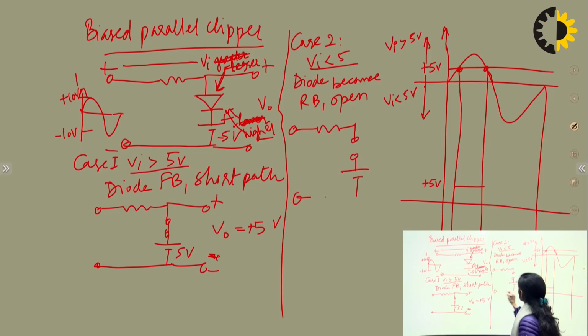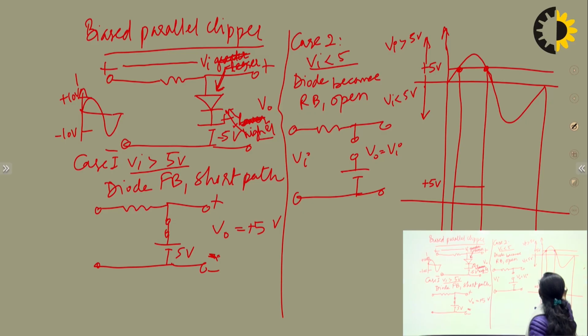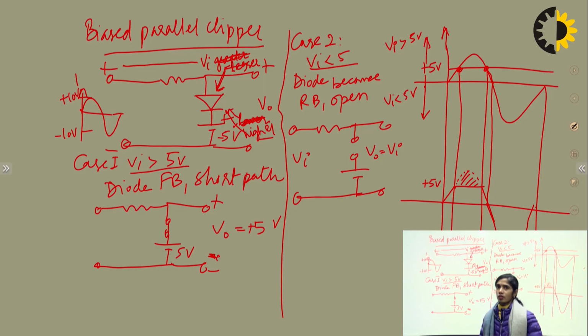So at the open circuit, we can see here output is the same as input. If we draw it here in this circuit, we can see the output will be obtained same as input. So in this way, we can see here some portion of the positive cycle will be clipped. So in the biased parallel configuration, we can see here how the clipping function will take place.